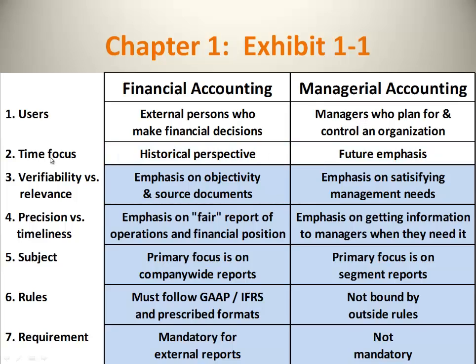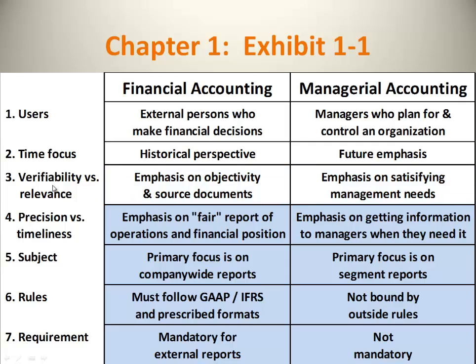The second area has to do with time focus. In financial accounting, the annual report provided a historical perspective of how the business was doing. The annual report went back 3 years. In fact, in the back of the report, you probably had a schedule that went back a good 10 or maybe 20 years. In managerial accounting, the emphasis is on the future. You'll see several chapters in this textbook that have to do with budgeting.